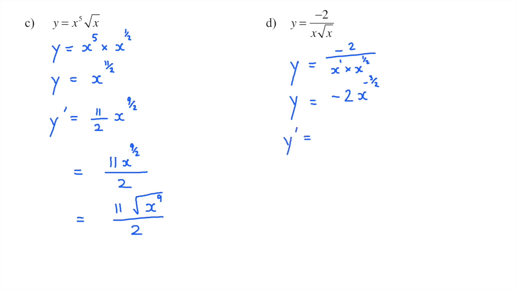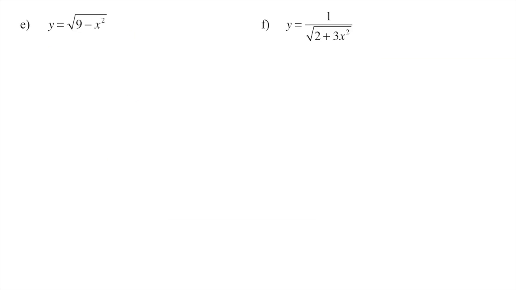If I differentiate, minus 3 on 2 times minus 2 gives plus 3. X to the power of minus 3 on 2, take away 1 gives minus 5 on 2, which could be written as 3 over x to the power of 5 on 2, which could be written as 3 over the square root of x to the power of 5. And there's your 2 there that you don't need to put. Your final answer for that.